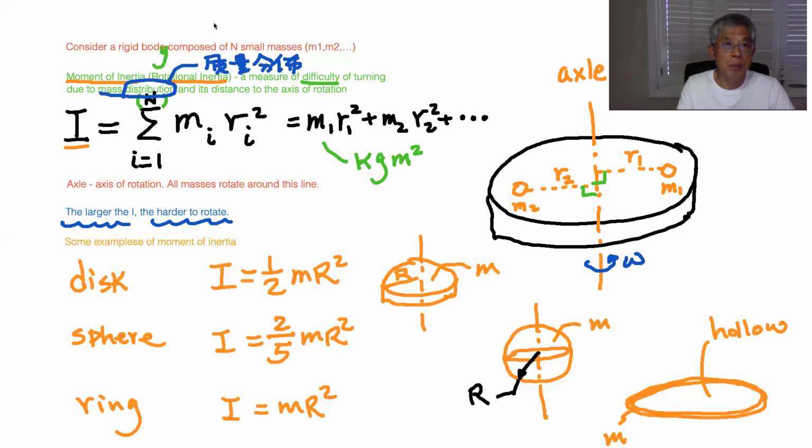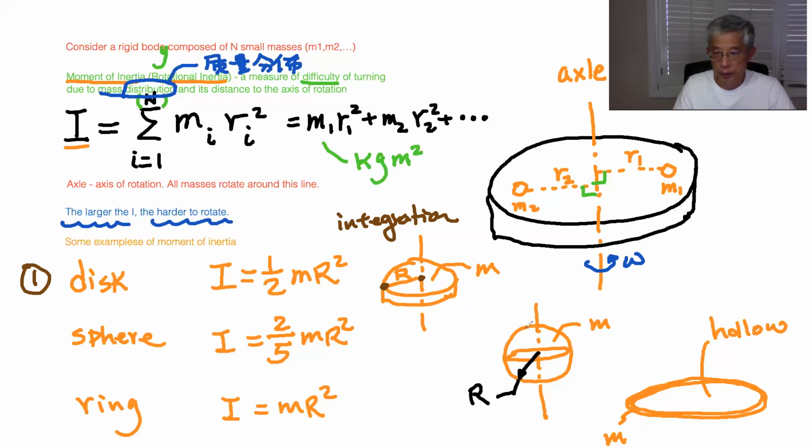So what are some examples of moment of inertia? We'll consider some geometry here. First one, a disk. If you know the radius is r and the total mass is m, then after some integration, somebody did it for you, the result is 1/2 times the mass of the disk times the radius squared, measured from the axis of rotation. So that's the I for the disk.